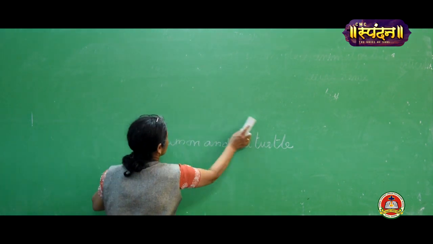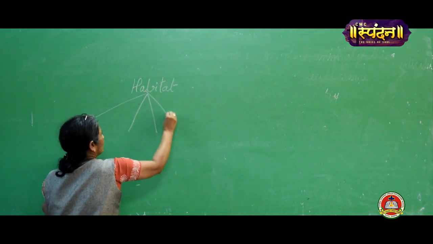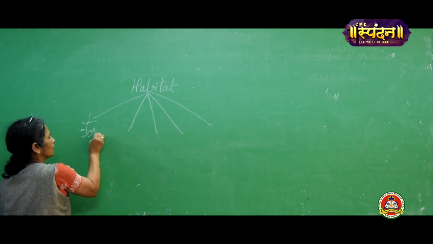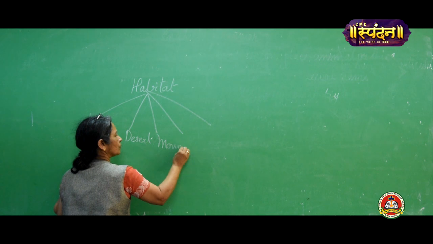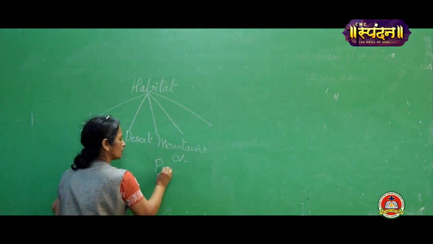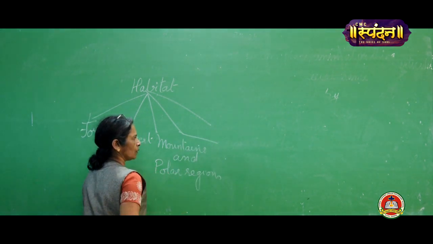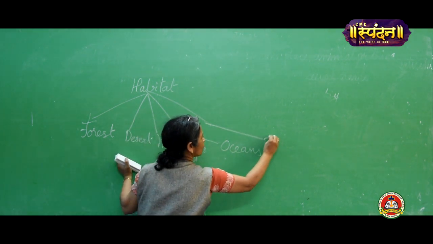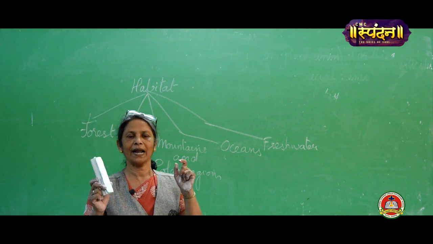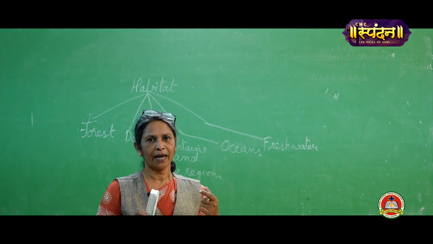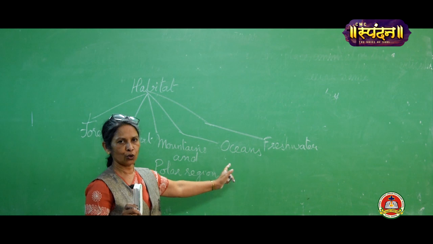So we started with the habitat. Now habitat was of 5 types, children. The first one was forest, then we had desert, then we had mountains or polar regions, then we had oceans, and the last was fresh water. Okay, so we saw what is a habitat. A habitat is a place where an animal lives naturally. So they get their food, air, water. All this I had explained to you, and it is divided into 5. The 5 are forest, desert, mountains and polar regions, oceans and fresh water.